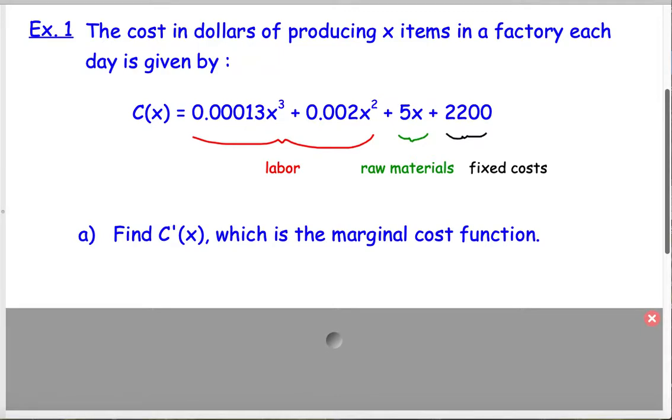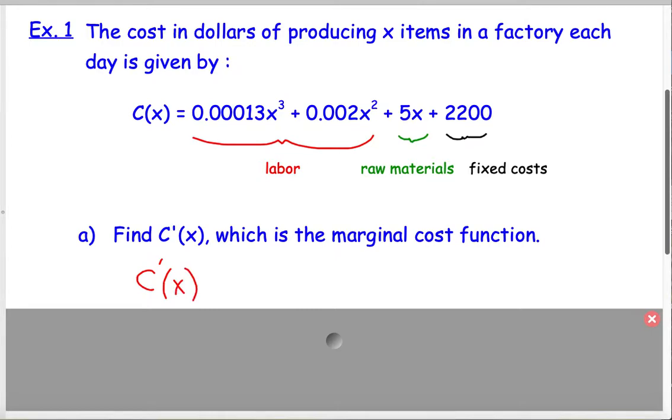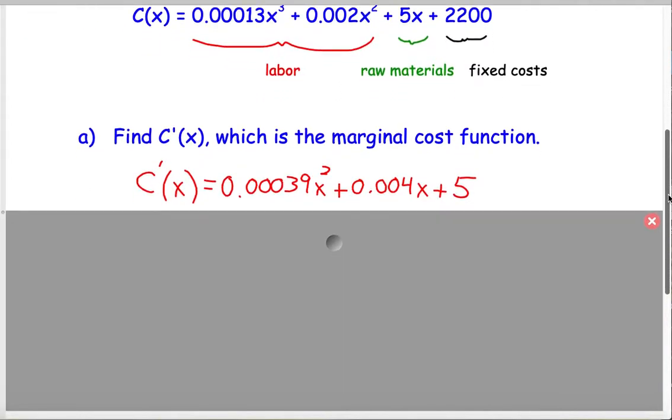Find C'(x), which is the marginal cost function. So the derivative in terms of this application is marginal cost. So C'(x), we'll use the power rule because this is a polynomial. And we're going to get 0.00039x^2 plus 0.004x plus 5. Easy enough. So that's our marginal cost function.